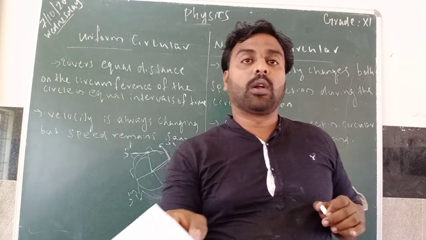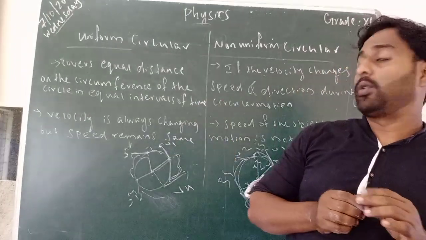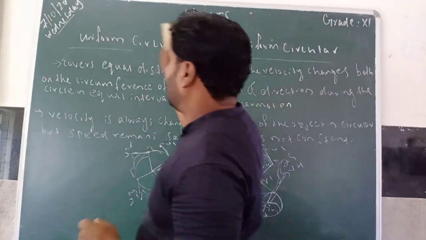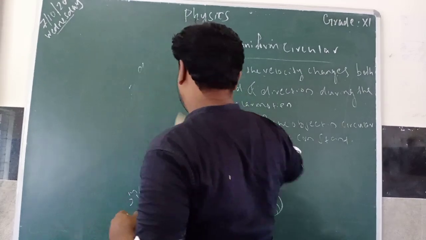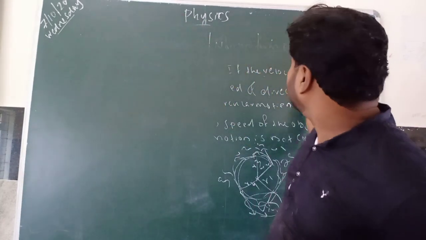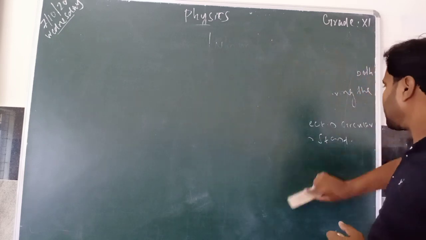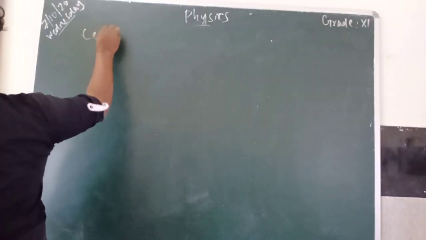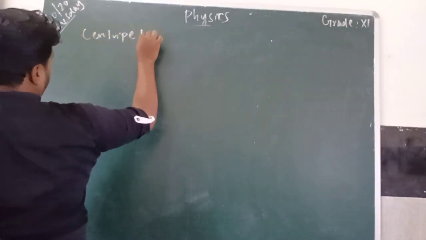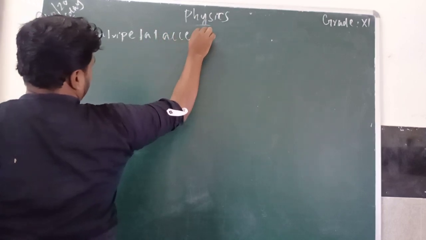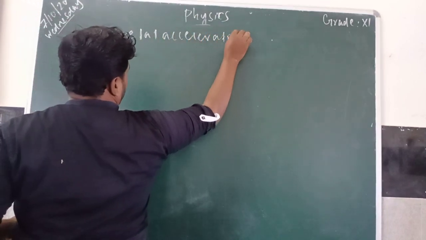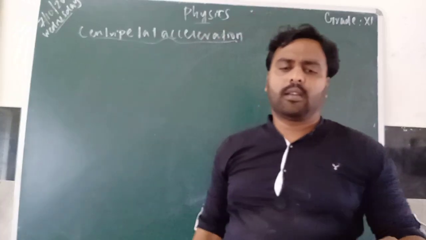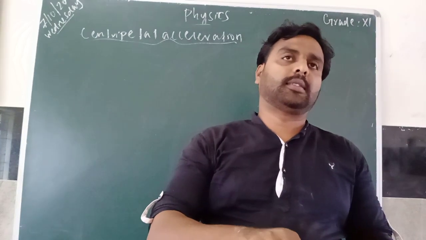On pages 91 and 92 you can see the definitions of uniform circular motion and non-uniform circular motion. The next thing is a very important question: centripetal acceleration. One small derivation is there. First, we have to know what this centripetal acceleration is.